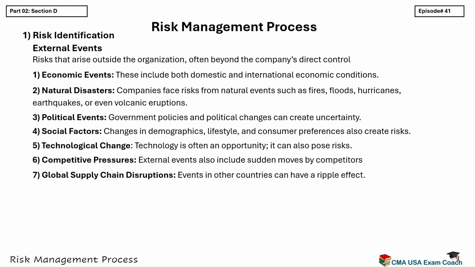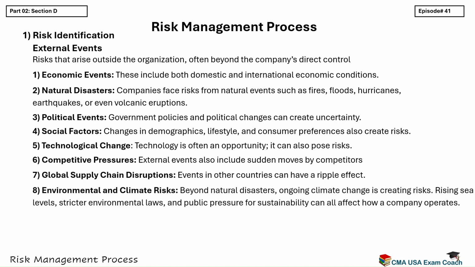7. Global supply chain disruptions. Events in other countries can have a ripple effect. For example, the COVID-19 pandemic caused global supply chain disruptions, leading to shortages of semiconductors, raw materials, and shipping delays worldwide. 8. Environmental and climate risks. Beyond natural disasters, ongoing climate change is creating risks. Rising sea levels, stricter environmental laws, and public pressure for sustainability can all affect how a company operates. For example, companies producing high-emission products may face reputational and regulatory challenges.